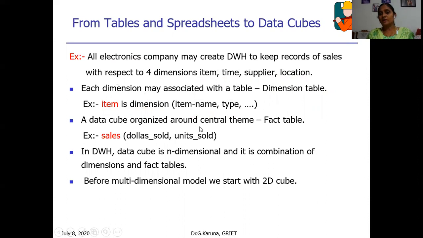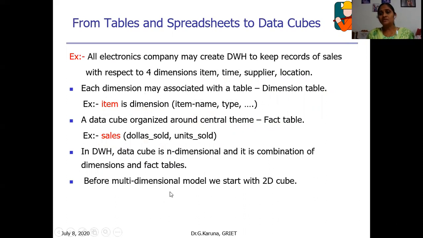Similarly, a data cube is organized around central themes called fact tables. A fact table is one which has numerical measures as facts. So sales is a fact table, and dollars_sold and units_sold are the numerical measures. In a data warehouse, the data cube is n-dimensional and is a combination of dimensions and fact tables.